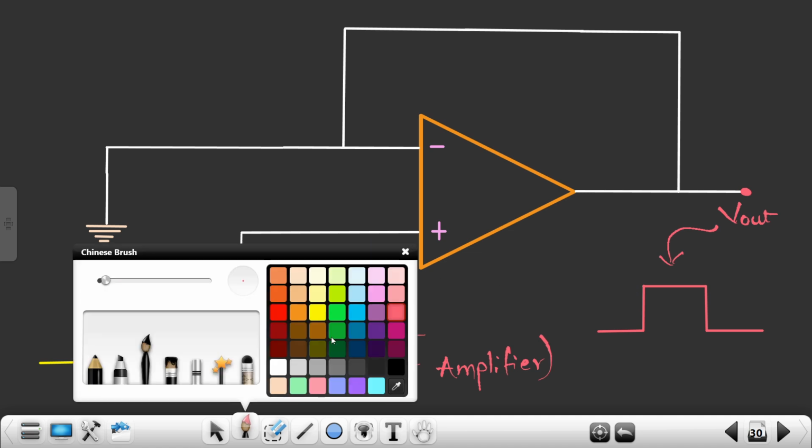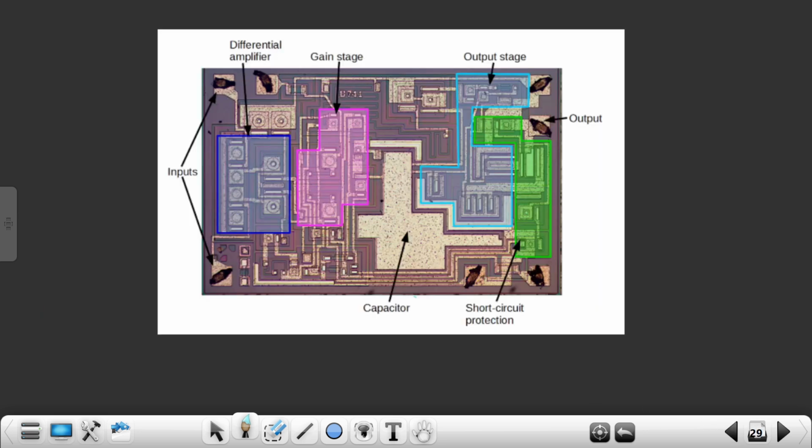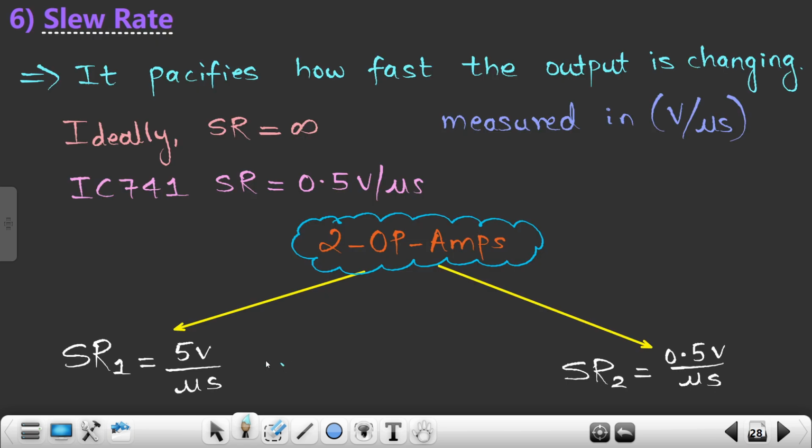If I'm giving a square wave signal which is fluctuating from 0 volts to 5 volts, at the output side as well I should expect the same signal fluctuating from 0 volts to 5 volts. Now we had not taken slew rate into account for this application up till now. Now let's assume that we are doing the same application with two different Opamps, as I mentioned here, that is this particular Opamp.